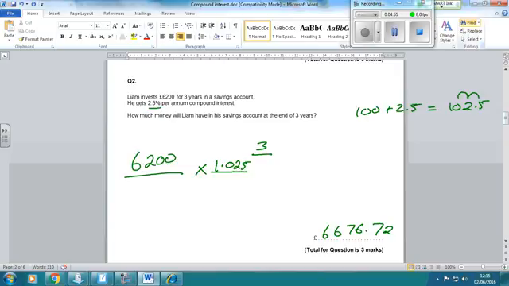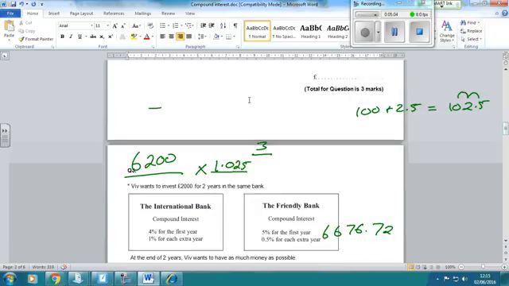Very quick question. You've got 3 minutes to do that, and even with explanations, that took less than 3 minutes. That probably took less than a minute and a half. So let's have a look at the next one.